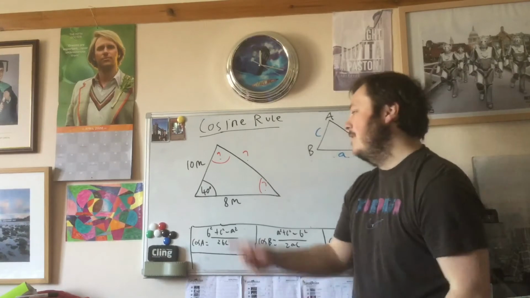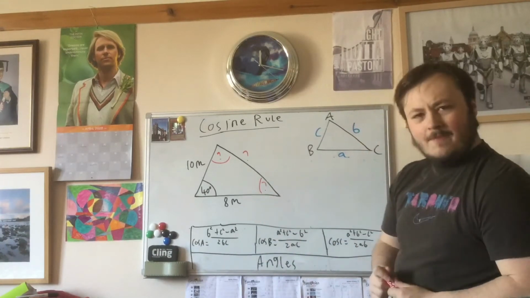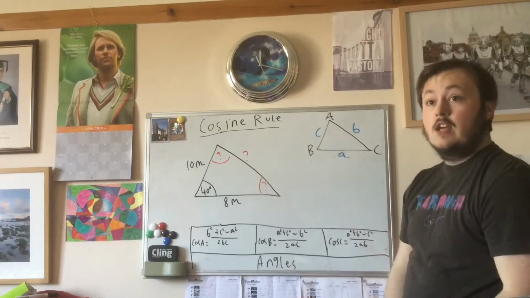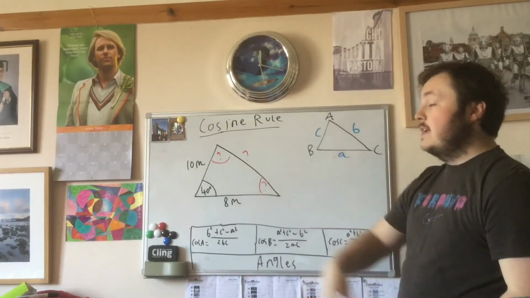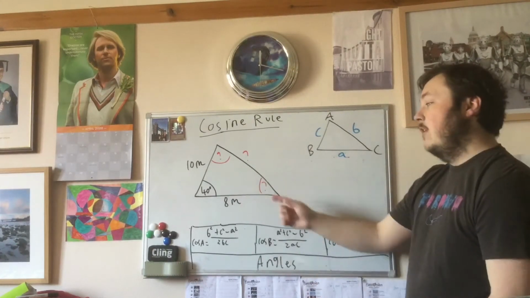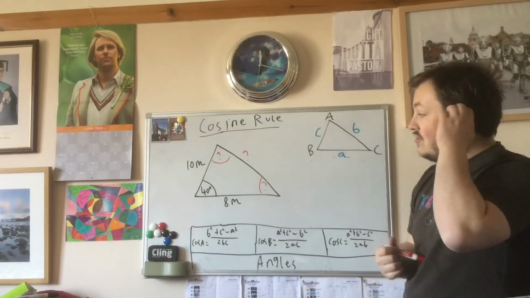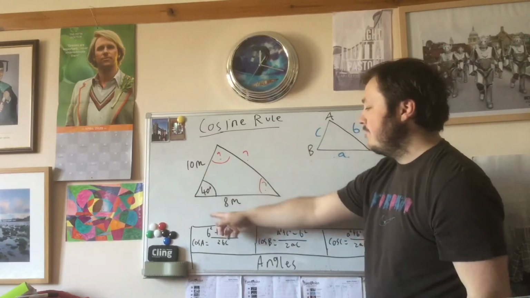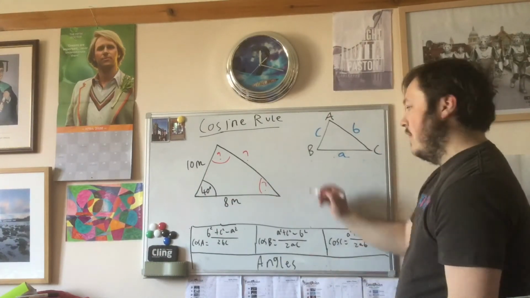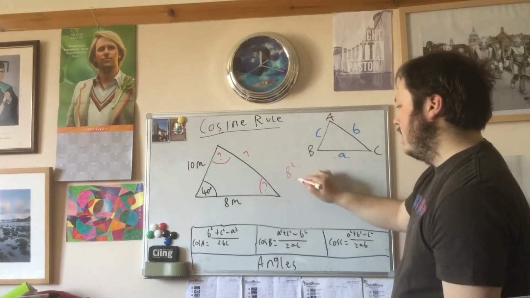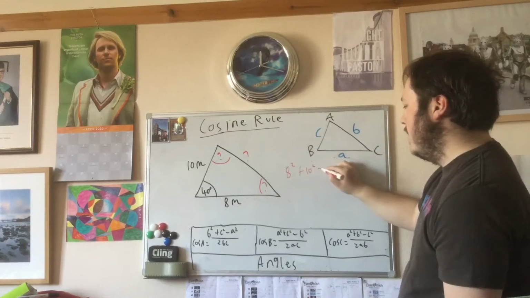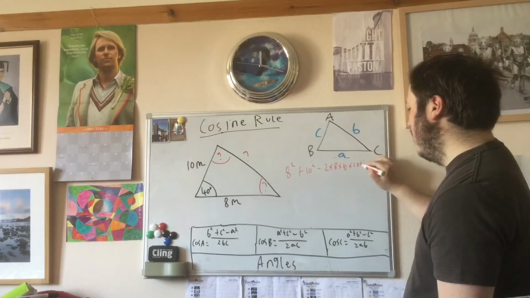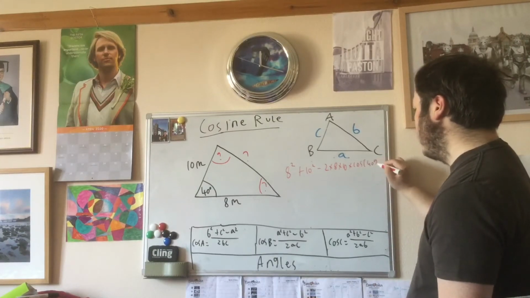Anyways, so this is how we do it. I'm first going to use the cosine rule to find our missing side. Because once we've found all three sides, we can then use the cosine rule to find our missing angles. So, let's do it. What we do is we do 8 squared plus 10 squared minus 2 times 8 times 10 times cos of 40.